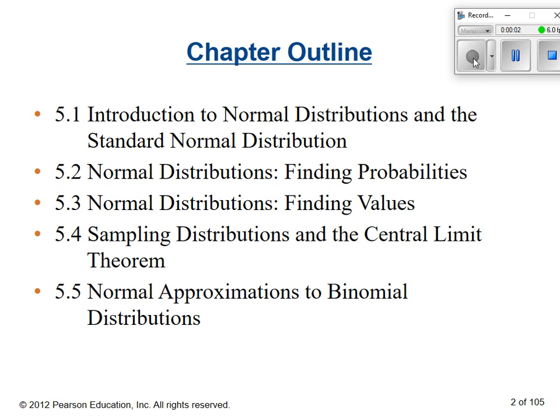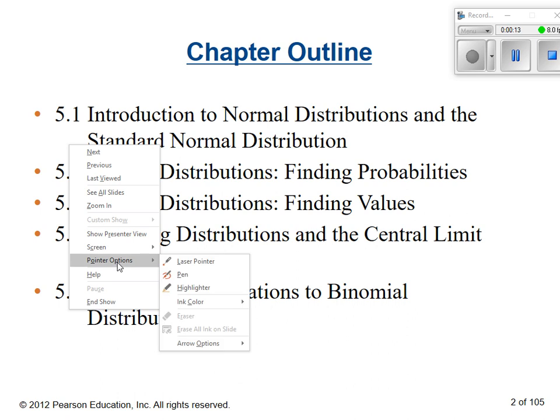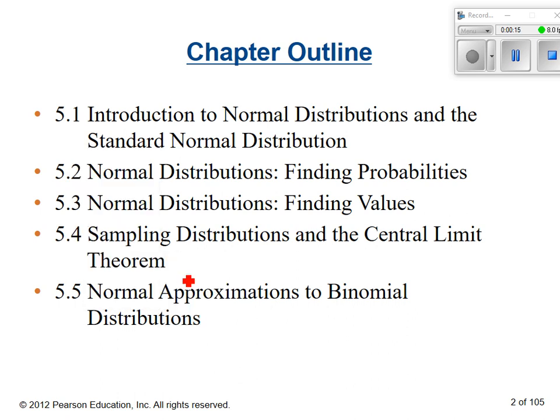Chapter 5, what we're going to cover in Chapter 5. Normal distributions. We're going to talk about normal distributions. We've talked about some of them throughout the year a little bit. The normal distribution that we're going to deal with the most is the one we've been calling the bell curve. We're going to use that to find probabilities of finding values in the normal distributions.